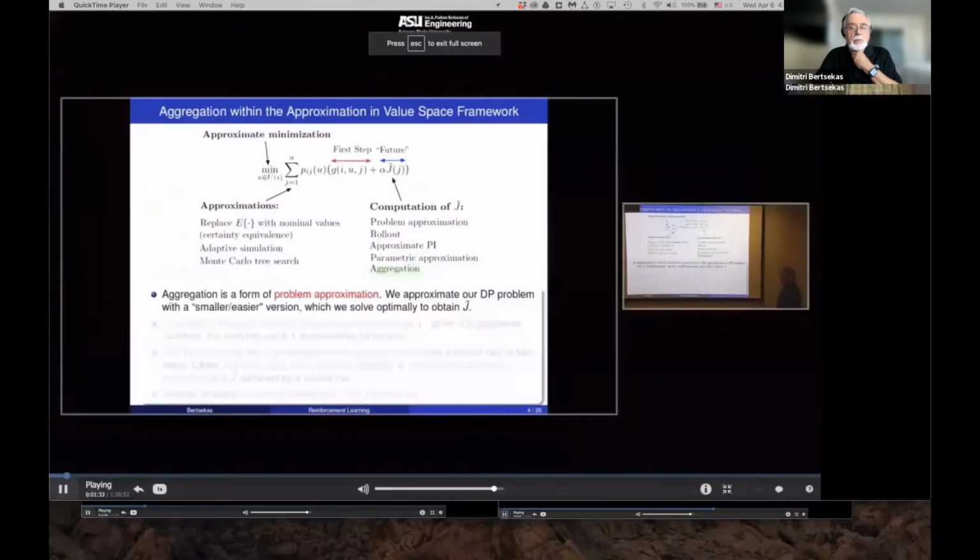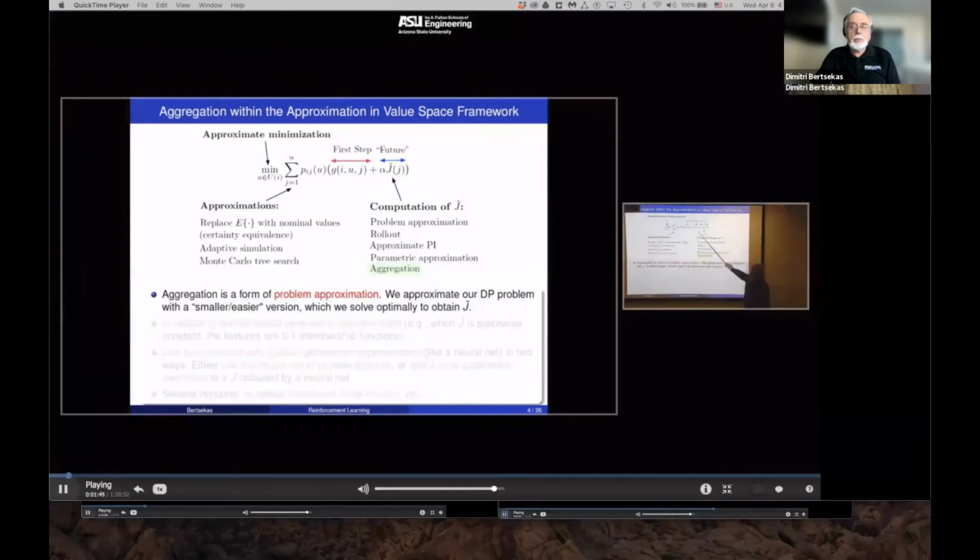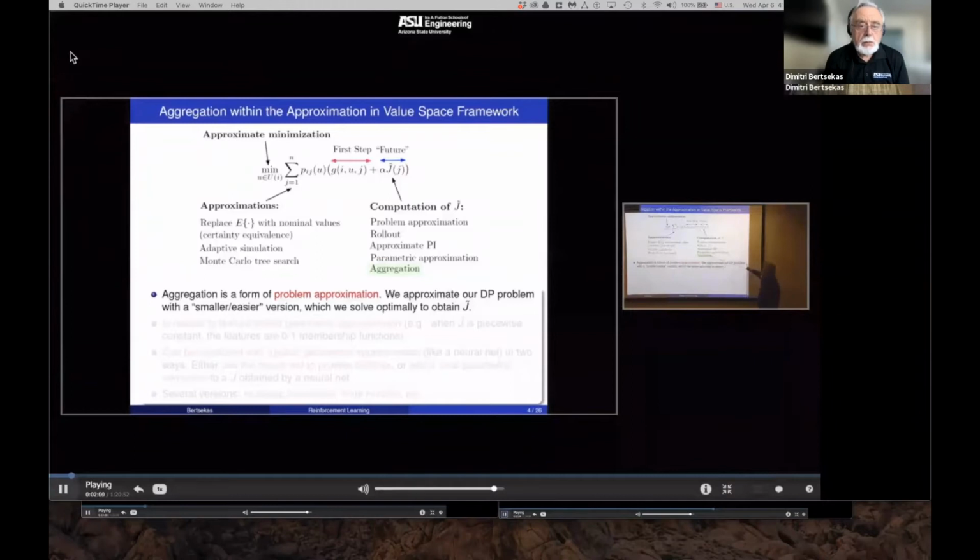So, where does aggregation fit in the big picture? Well, we have our friend here, the big picture figure, and here's aggregation. Remember, this is for one step look ahead. We're looking at a discounted problem. We're going to be looking at discounted problems exclusively in this lecture. And J tilde is the approximation of the future costs. And it can be obtained with any of a number of methods: problem approximation, rollout, approximate policy iteration, parametric approximation, neural networks. And we have covered all this.